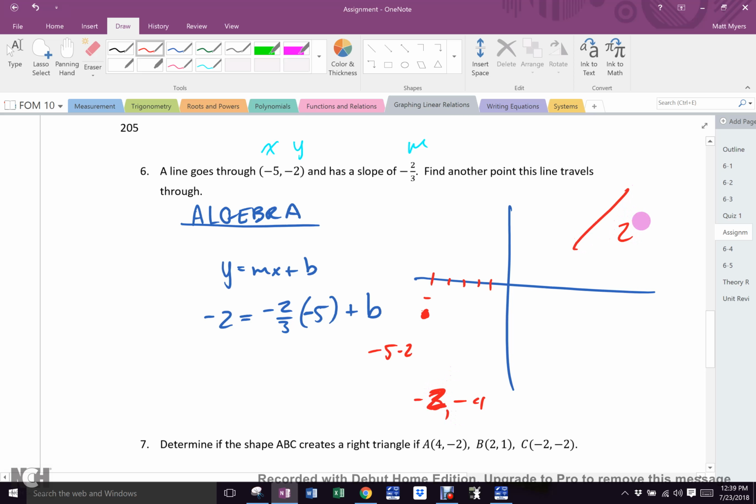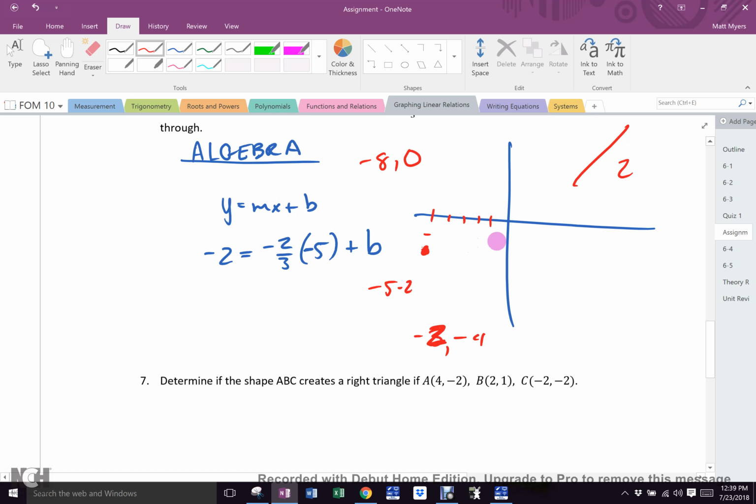I am assuming every single person has -2, -4, or -8, 0. Rise of 2, run. Yes. I'm going to assume everyone has one of those 2 points because those are the next 2 points from -5, -2. Does anybody have a different point? Wonderful. Any questions about why either one of those work?